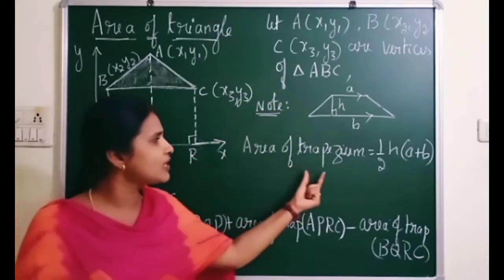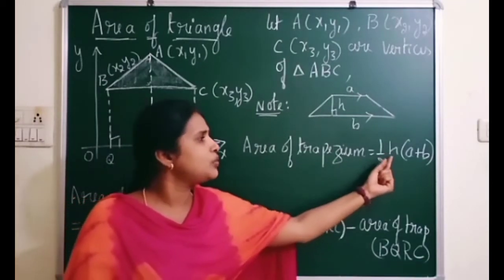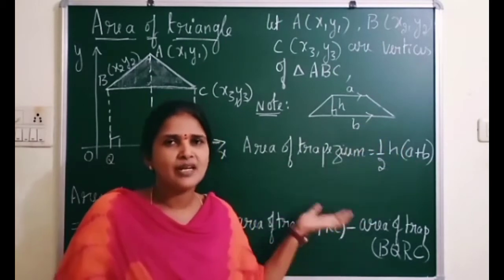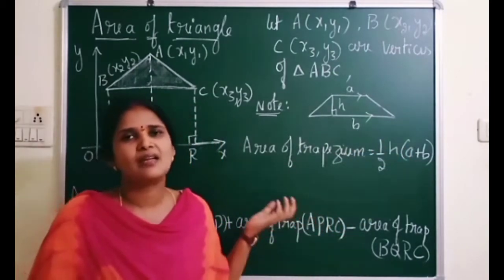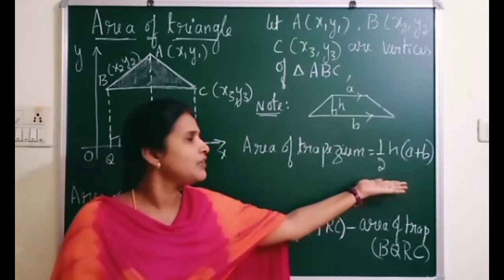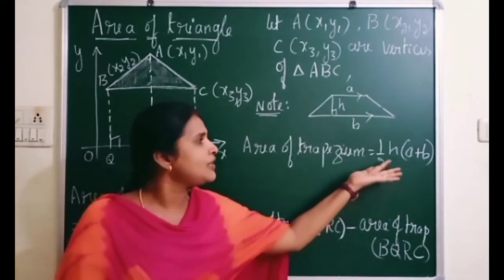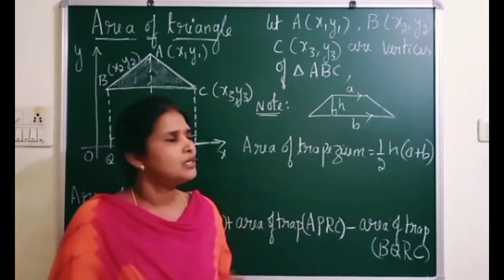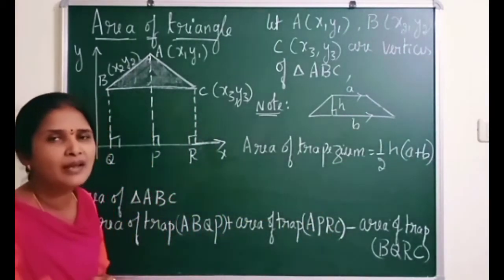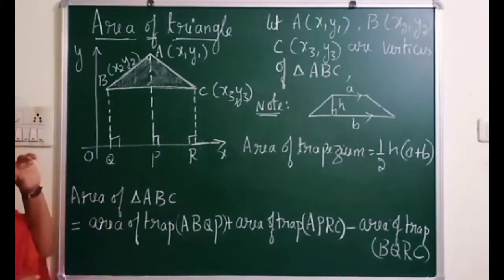What is the area of trapezium formula? Half into h into sum of parallel sides. So to prove the derivation of this area of triangle in Cartesian plane, we need the area of the geometrical figure, that is trapezium, half into h into (a plus b). Keeping this in mind, let us start to find the area of triangle ABC.